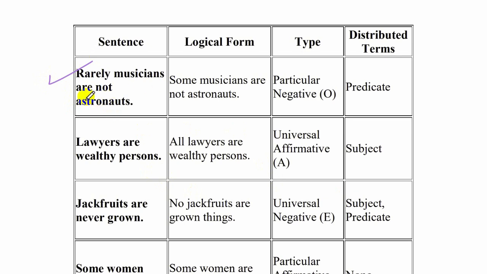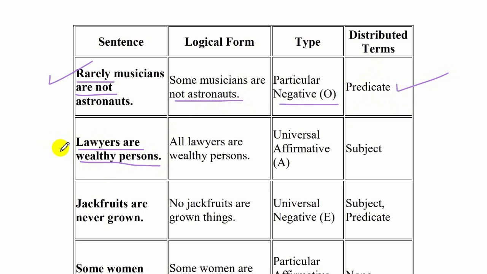Rarely musicians are not astronauts. Rarely means sometimes, and "are not": Some are not. It's an O type proposition. Some musicians are not astronauts is the logical form. Some S are not P. In this O type proposition, we know that the predicate part is the distributed term.